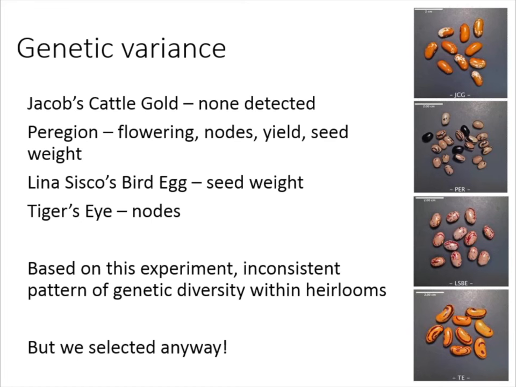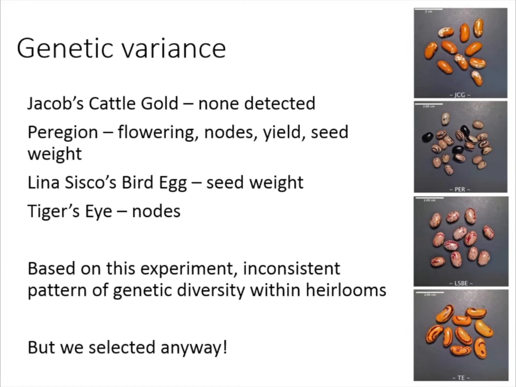And then for Tiger Eye, which is maroon and gold stripe, ooh, this is going to get back to that idea of sports teams, isn't it? The Tiger Eye was only for number of nodes. So I came away from this a little discouraged because I thought we'd have an enormous amount of genetic variance. It was easy to measure, and in fact, the opposite was true. We had some, but not a lot. And also you'll notice that it was variance for different things within each heirloom.